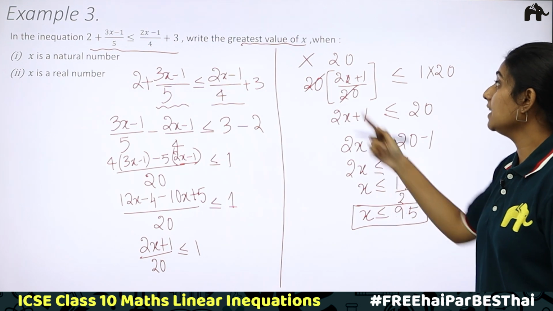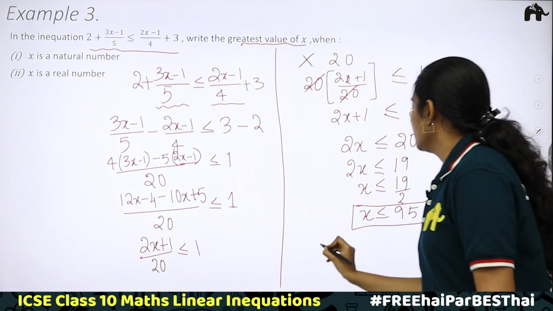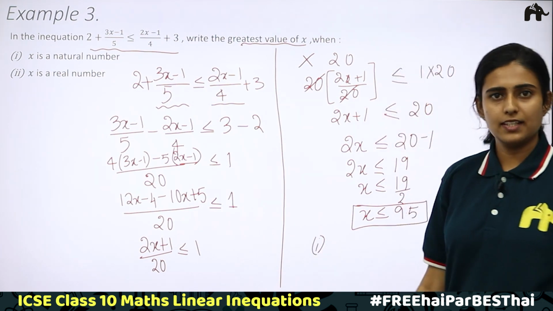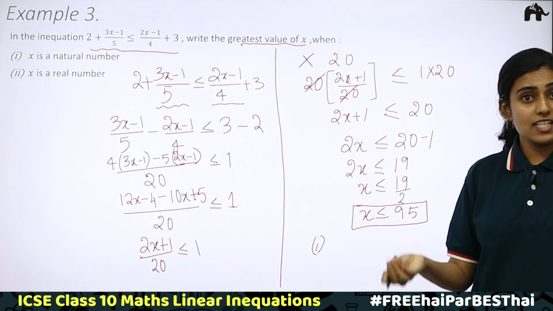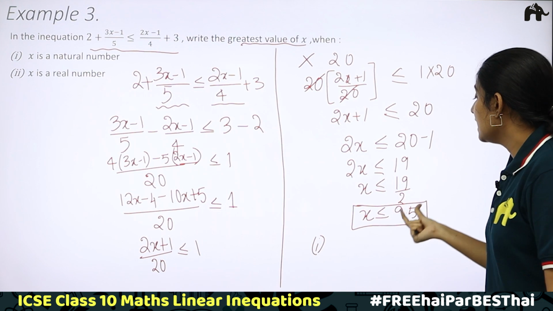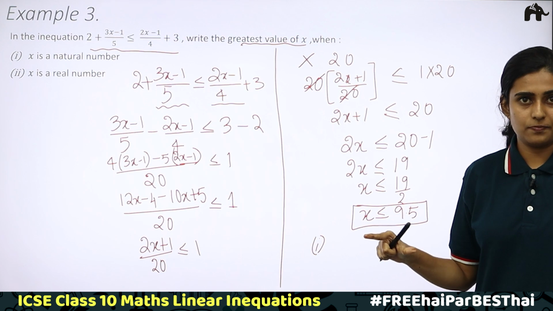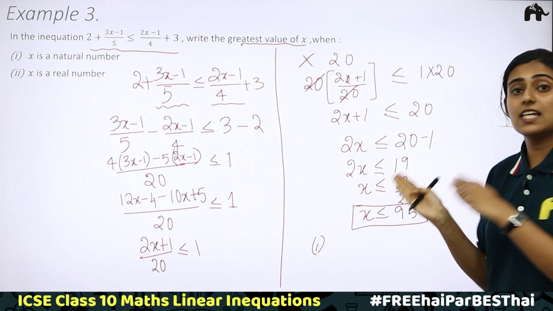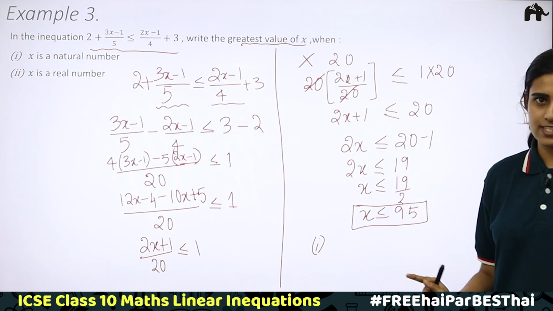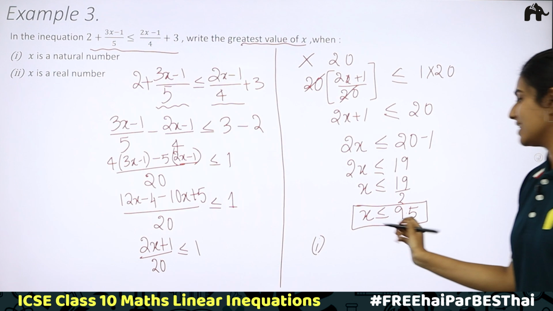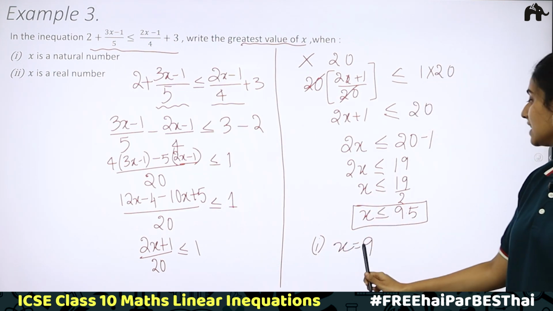Okay, we need to find the greatest value in the first case, when x is a natural number. We know what natural numbers are. Yes, 0, 1, 2, 3, etc., up to infinity. We need the greatest natural number that is less than or equal to 9.5. 9.5 we know is not a natural number. The number that is less than 9.5 and greatest should be given to x. Which is the number? Yes, x is equal to 9.